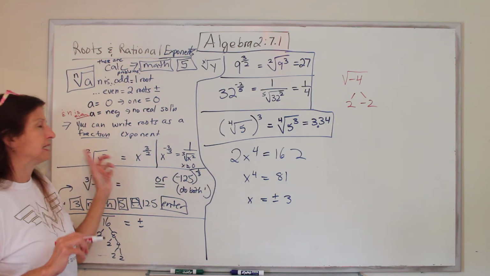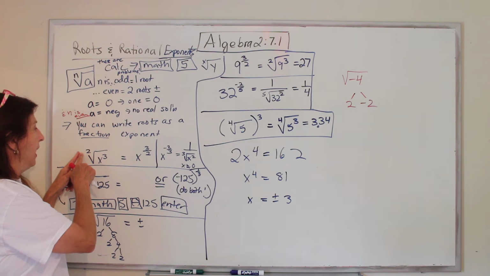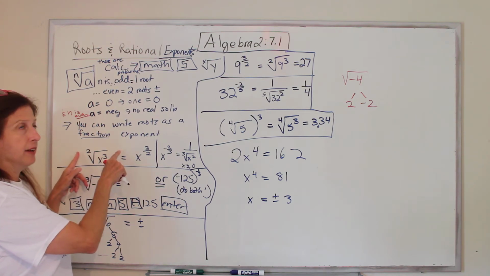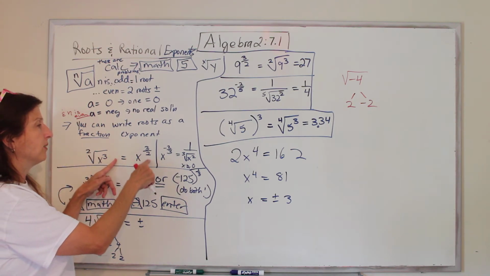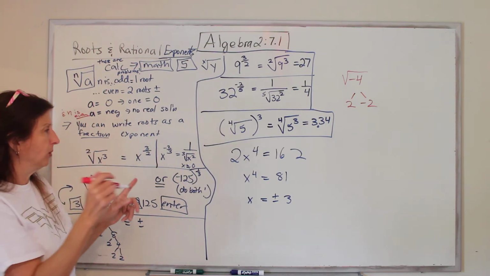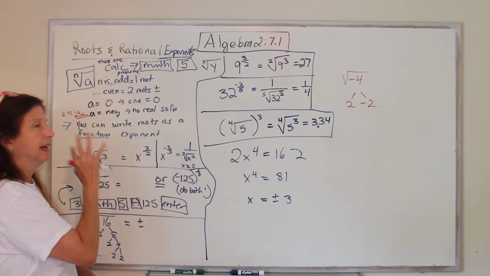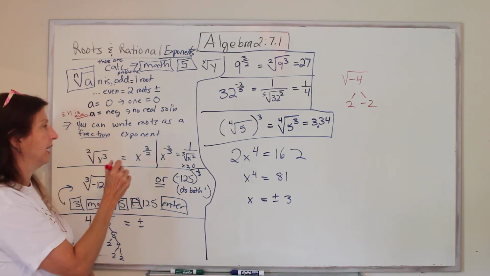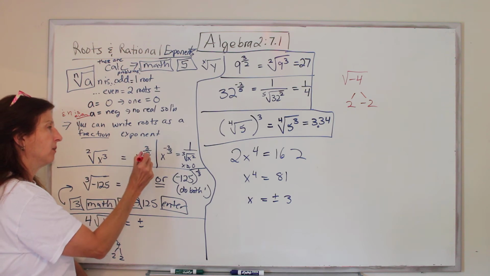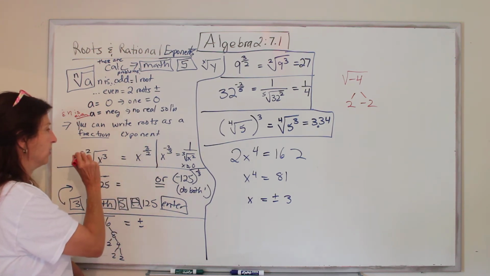There are two symbolic ways to write this. You can write it with the radical sign, or you can write it as a fraction. How I remember it: if you see a fractional exponent, it means that you're doing a root, okay? And the denominator of the fraction tells you what kind of root it is.